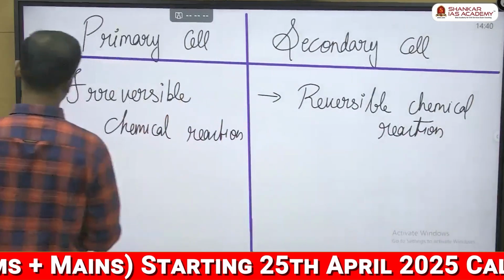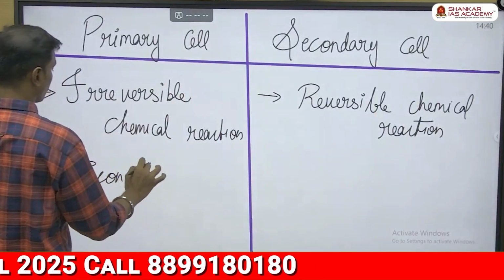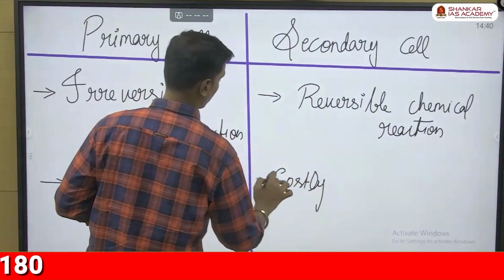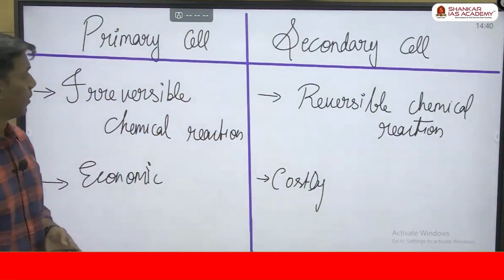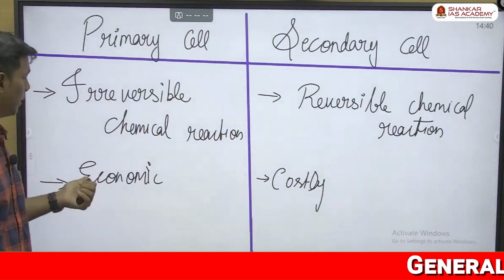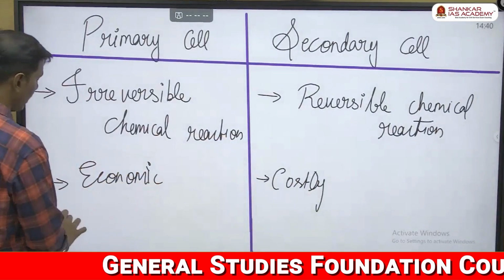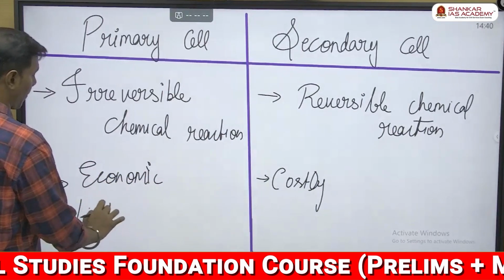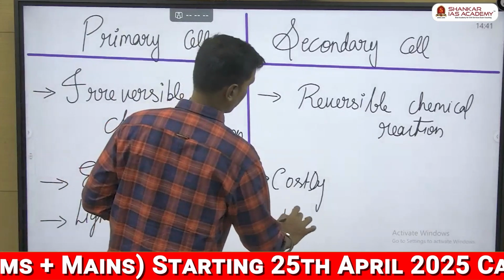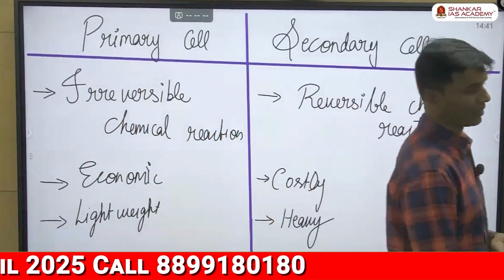Primary cells are economic. These secondary cells are costlier. The chemical reaction in primary cell is irreversible, in secondary cell it is reversible. This is economic, and that is costlier. Primary cells are generally lightweight, and secondary cells are heavier. Secondary cells are much heavier compared to the primary cells.